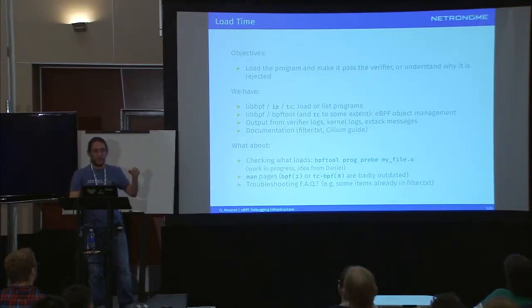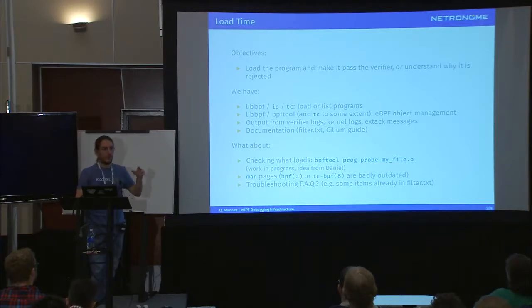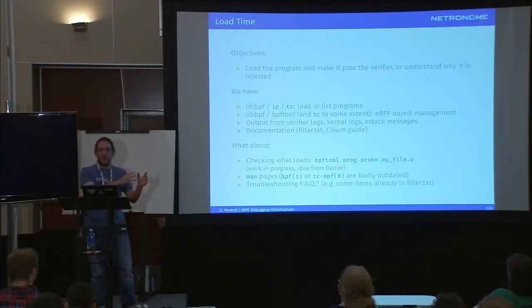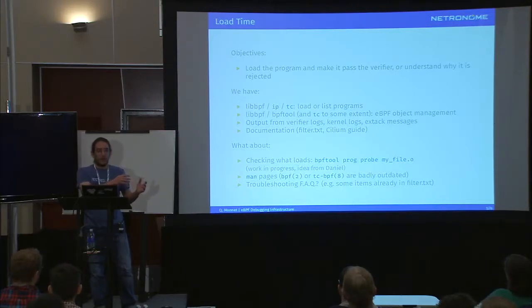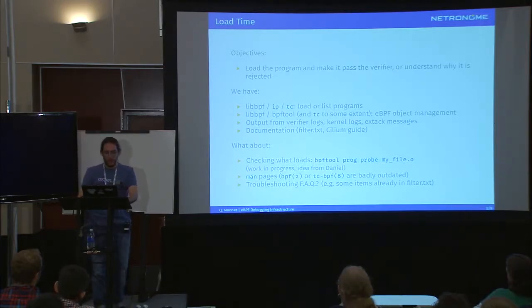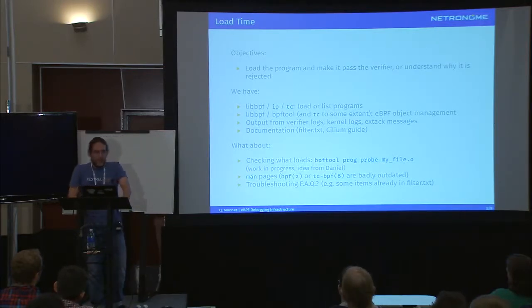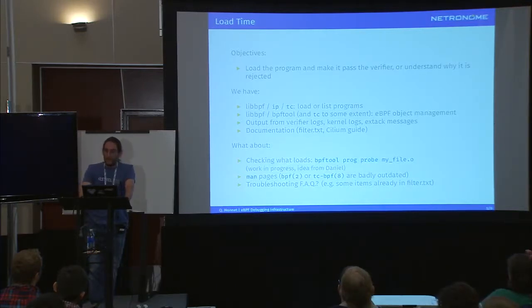So once I've compiled my BPF bytecode, I want to inject that in the kernel. If everything goes well, I've done my program properly, it passes the verifier, or otherwise, which happens quite often, especially at the beginning, I get rejected by the dreadful verifier, which doesn't help that much when you don't understand the messages that it prints to the console.